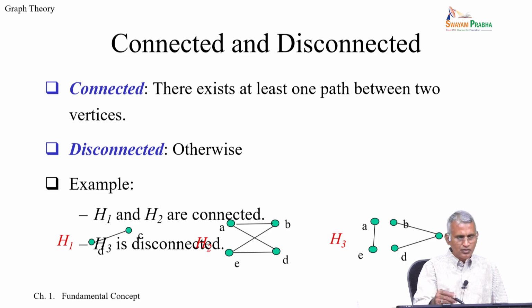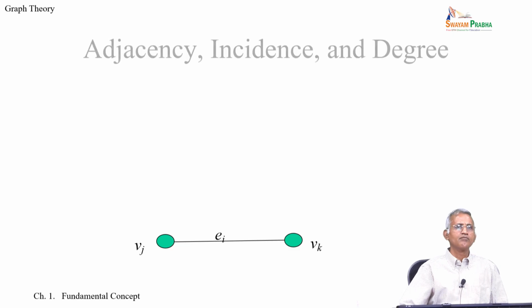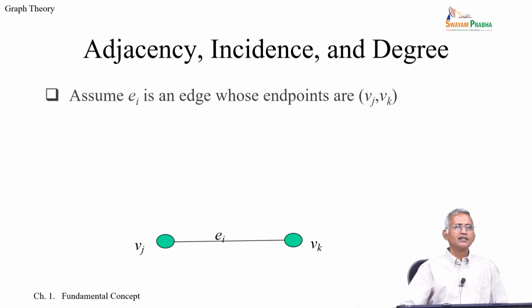Here H1 and H2 are connected, whereas if you take H3, they are disjoint, therefore it is disconnected. Now, adjacency and incident. Adjacency means you take Vj and Vk, and Vj and Vk are connected along with an edge.